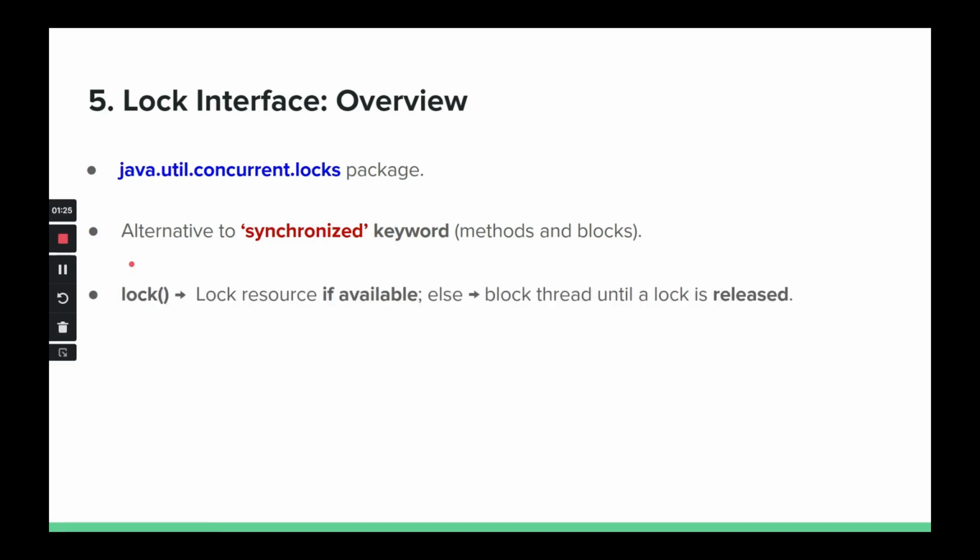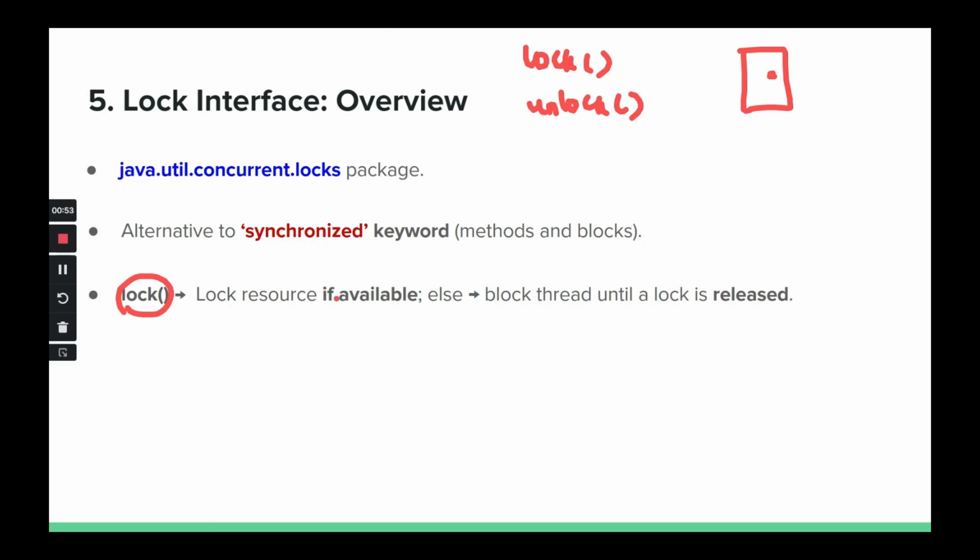Now starting with the first method, which is the lock method. There are two important methods which we have to understand: lock and unlock. The lock method will lock the resource if it is available. Otherwise, it will block the thread until the lock is released. What does it mean? You have a door. You want to access this particular door and go inside the room. Now the door is locked. If the door is locked, of course, you will not be able to lock it again. Unless the door is unlocked, only then you'll be able to get into the room.